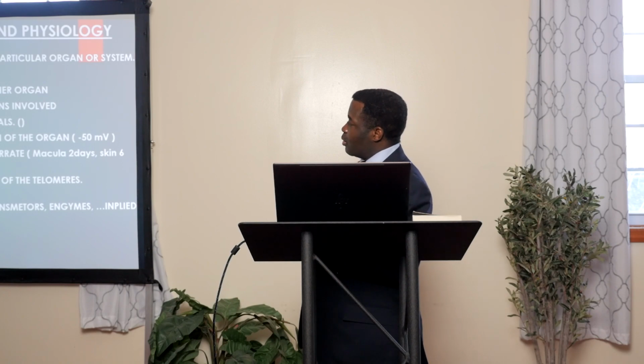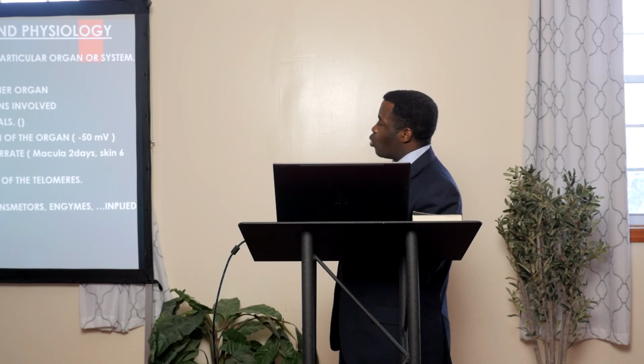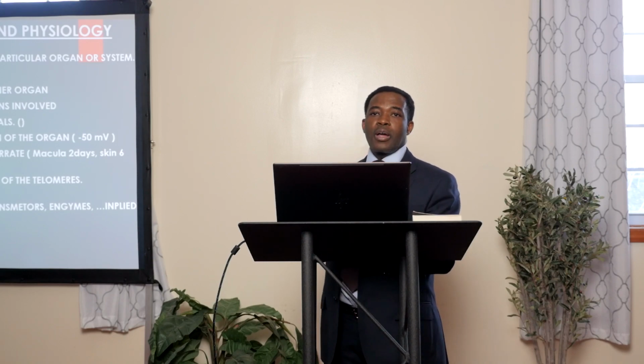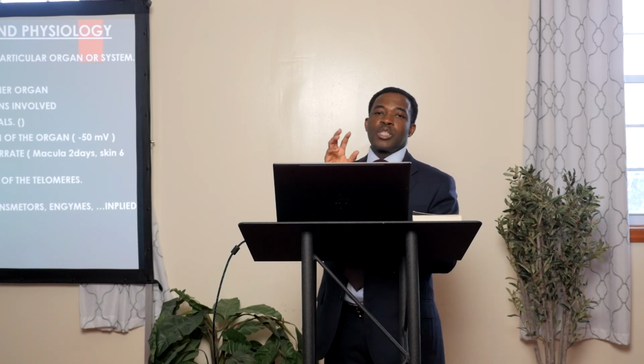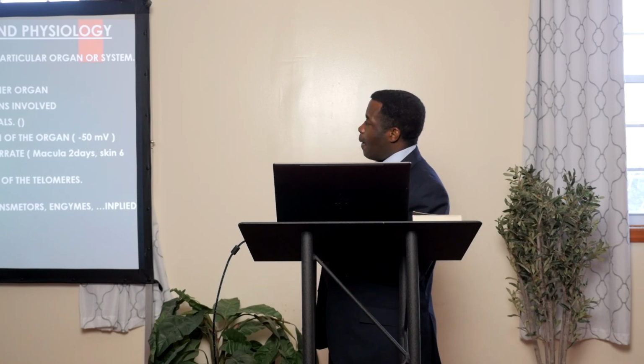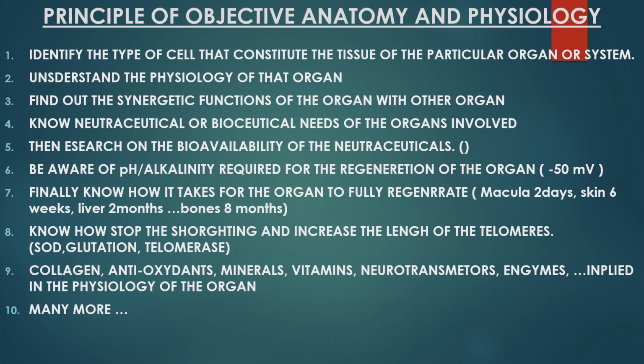Okay? Next, be aware of the pH and alkalinity required for the regeneration. Every organ needs some specific pH or some specific voltage to heal, to regenerate. All right? Next is finally to know how long it takes for the organ to regenerate. I just talked about that. You want to regenerate the macula, you need 2 days, so you got to give enough marine phytoplankton. For the skin, you're going to need collagen, vitamin C, zinc, good fat, and vitamin D, everything you need.